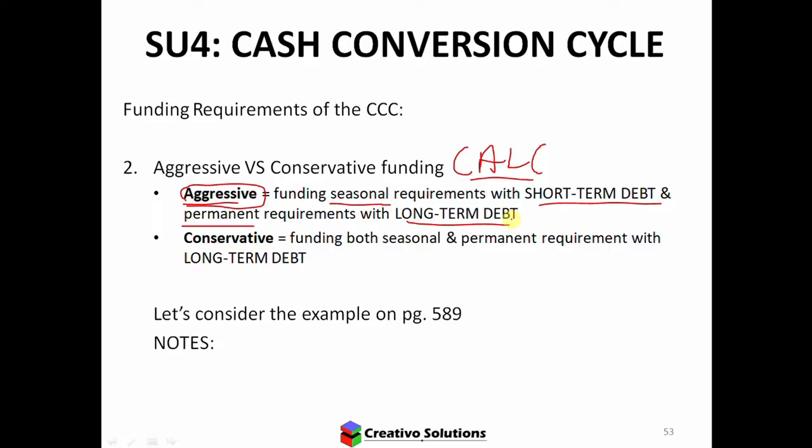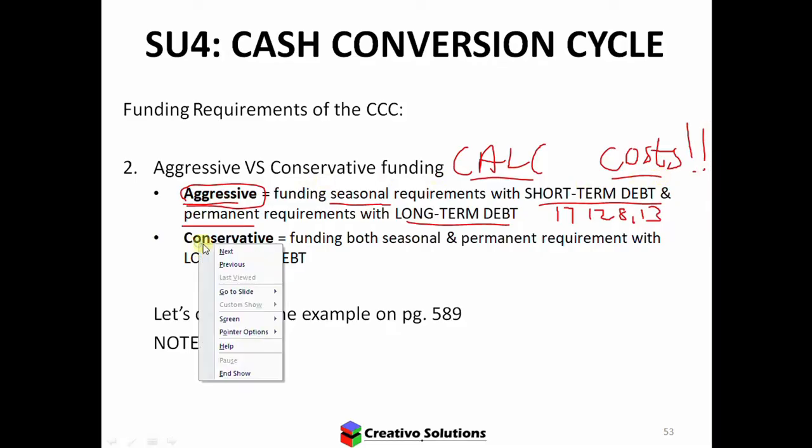If I look at the total cost, you'll see here in the textbook on page 589, the cost of short-term financing came out to 6,328.13. The cost of the long-term financing came out to 10,800. So you've got an aggressive strategy costing you a total of 17,128.13. Remember, we're looking at costs. Next, the conservative strategy.